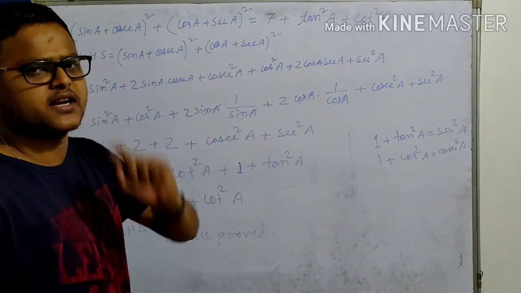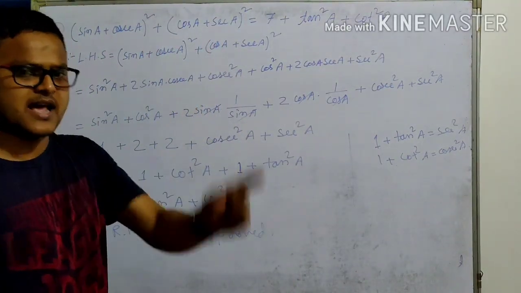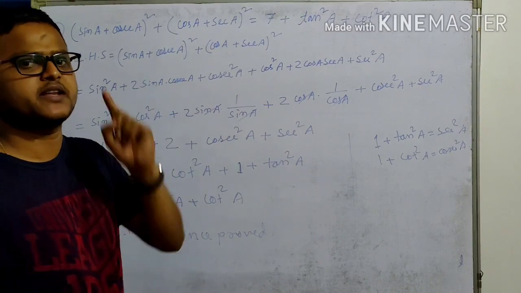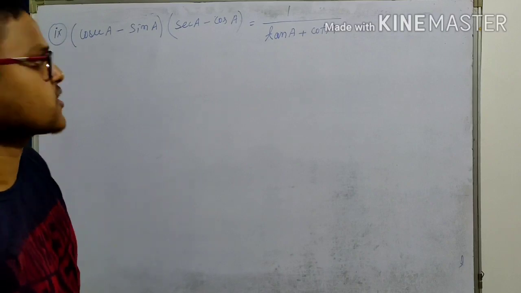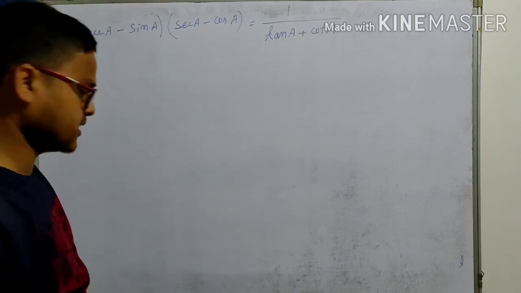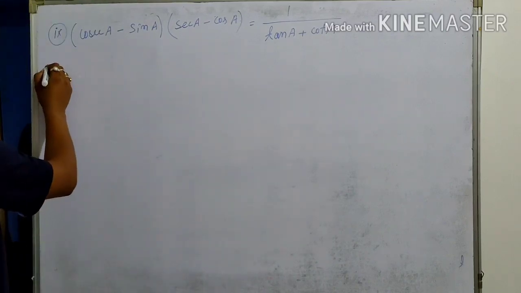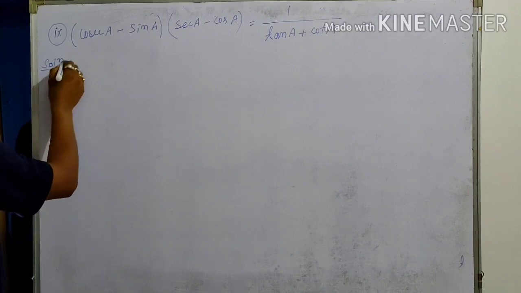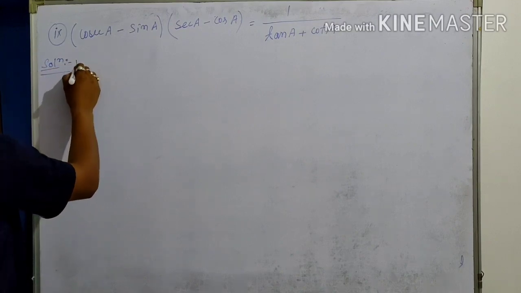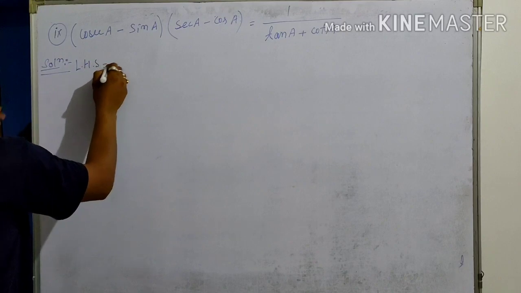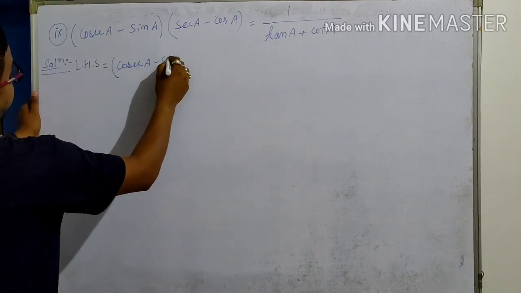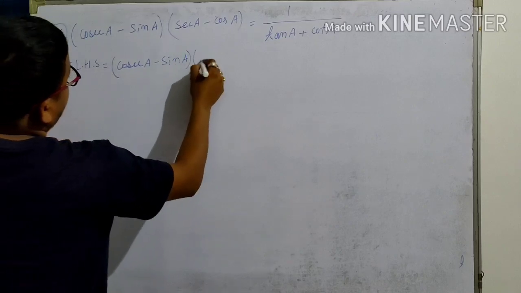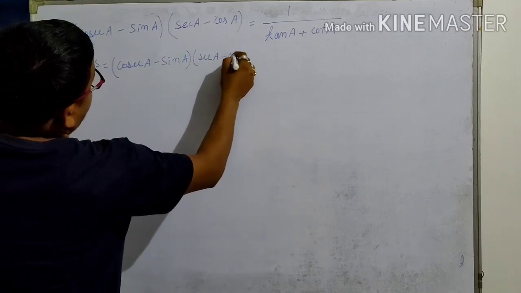So today I will take another problem, that is the last problem. You see, that one is very interesting: (cosec A minus sin A)(sec A minus cos A) equals 1 by (tan A plus cot A). This problem is very interesting, so let's see how we can prove this. First we take the left hand side: (cosec A minus sin A) into (sec A minus cos A).